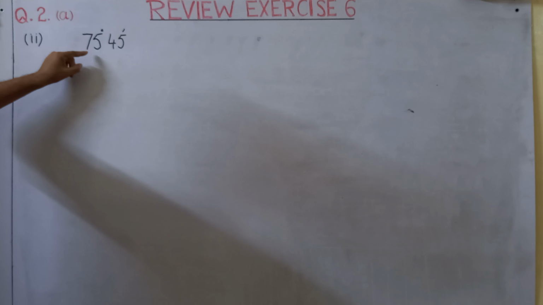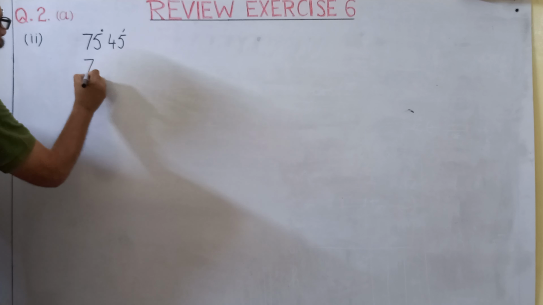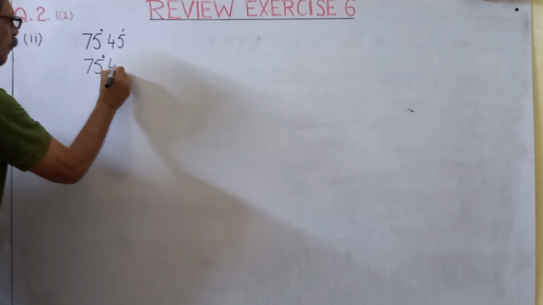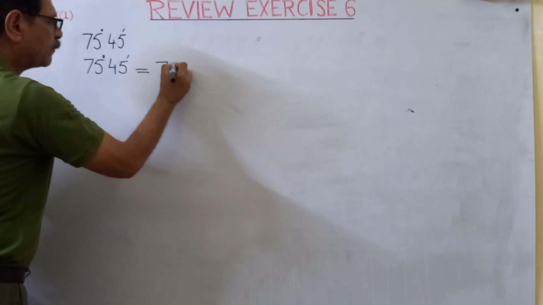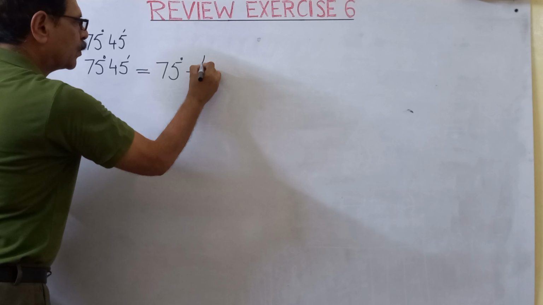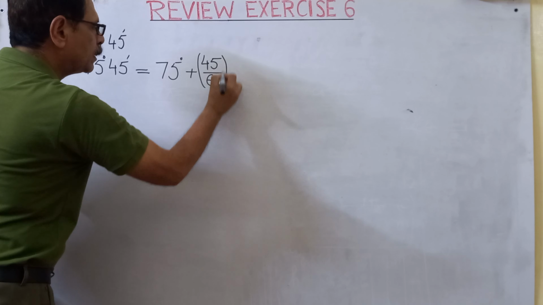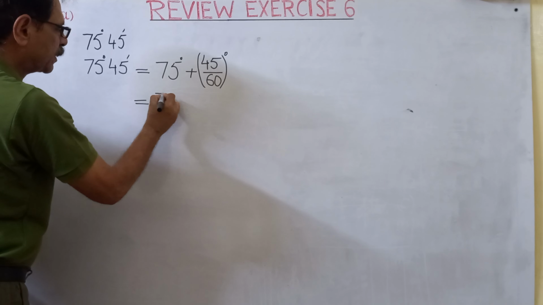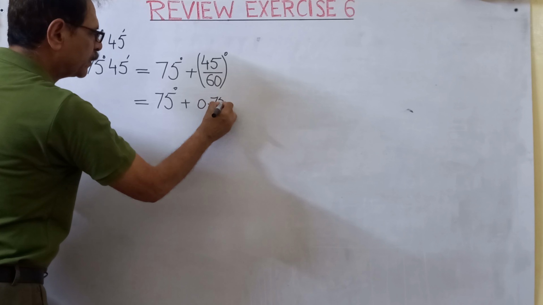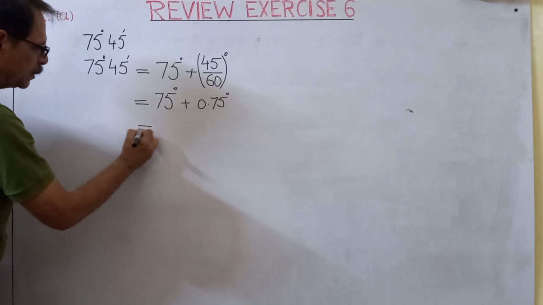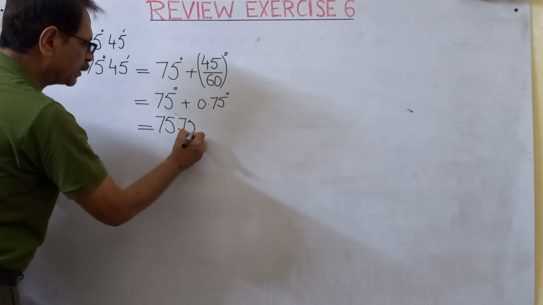Part 2, we have to convert 75 degrees and 45 minutes into radians. 75 degrees and 45 minutes equals 75 degrees plus 45 over 60 degrees, equals 75 degrees plus 0.75 degrees, equals 75.75 degrees.